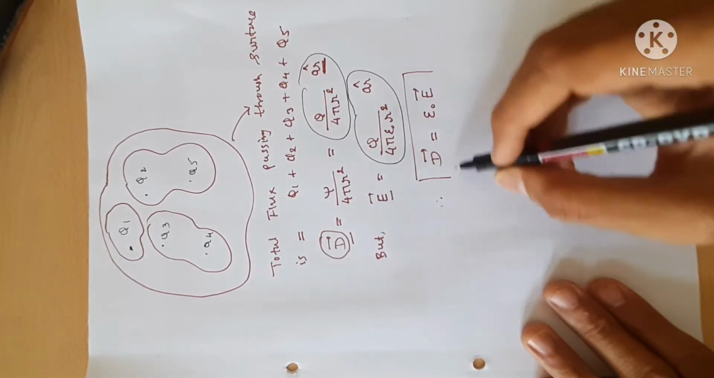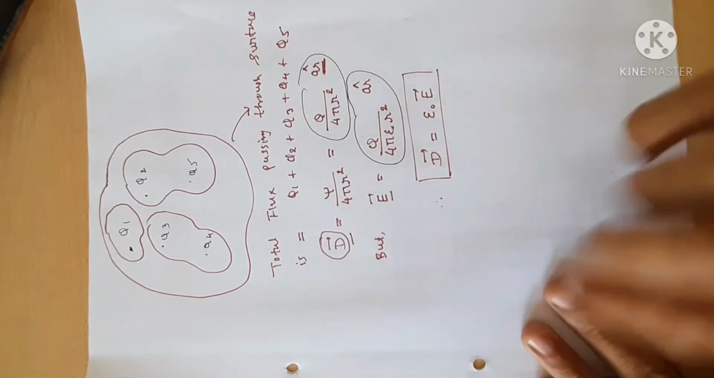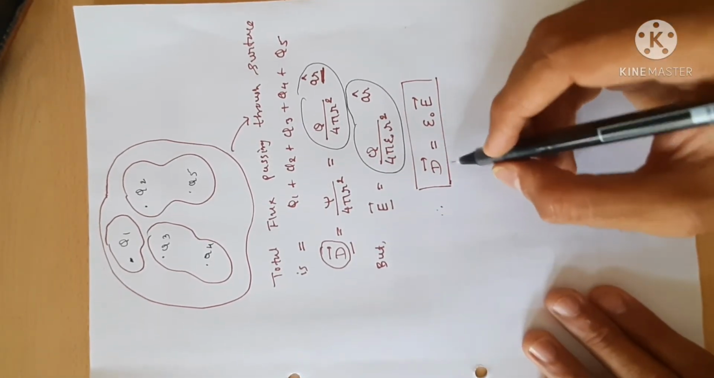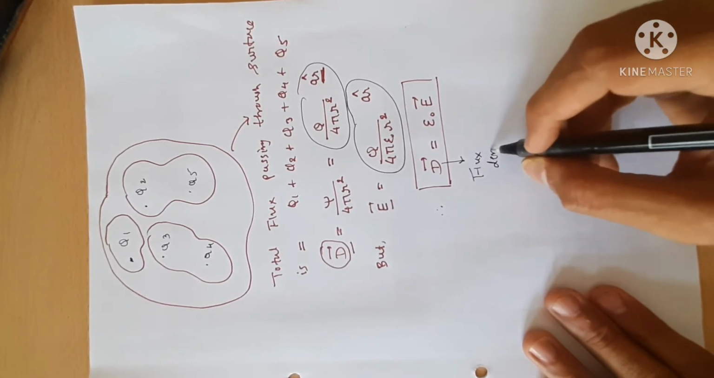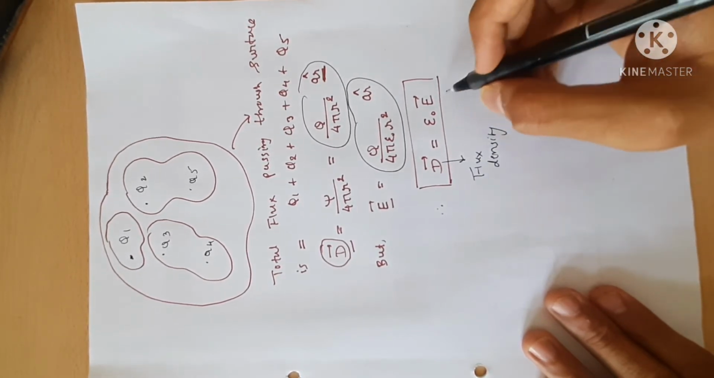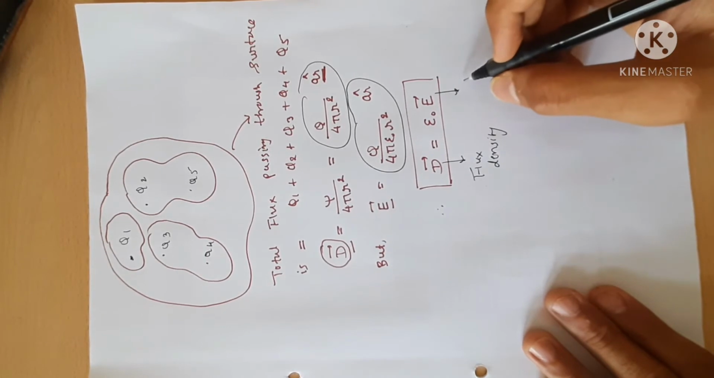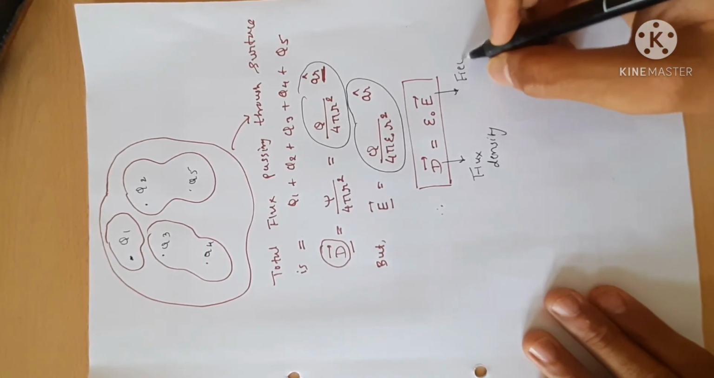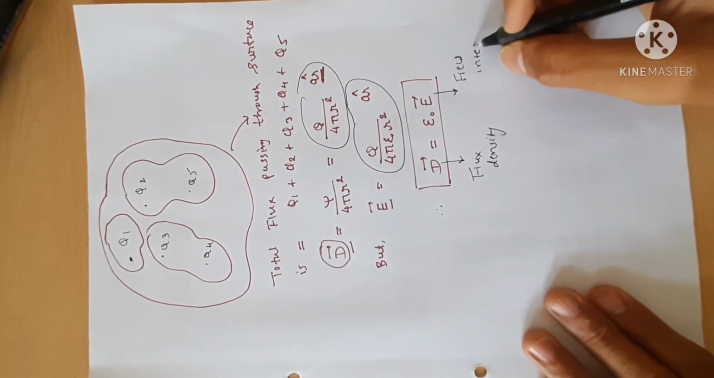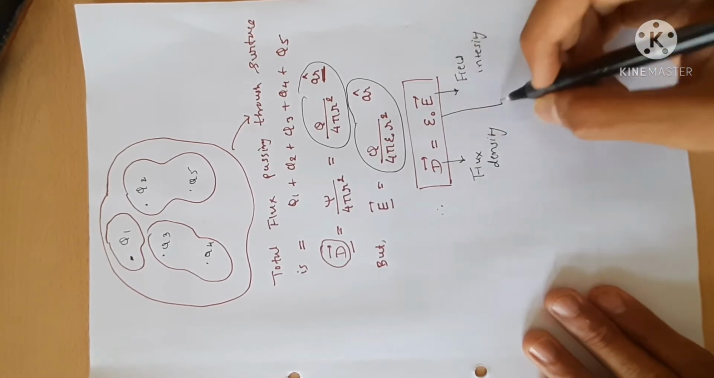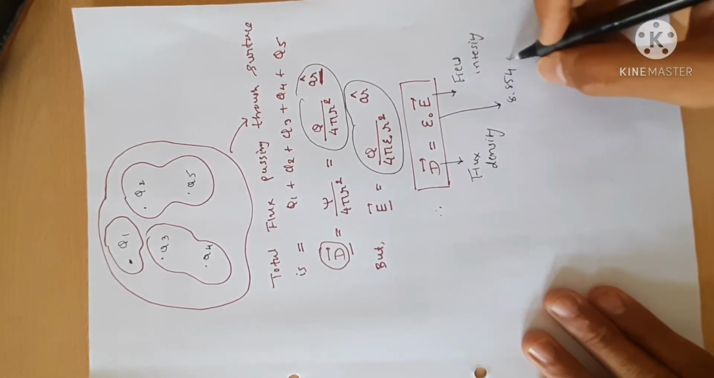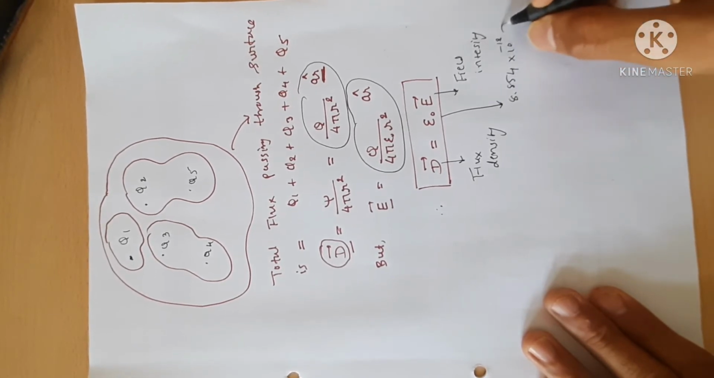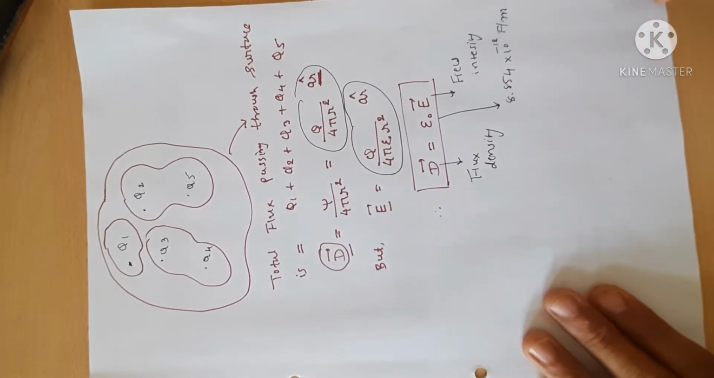So this is the relationship between electric flux density and field intensity. Here D is called the flux density and E is called the field intensity. Epsilon is the permittivity, and its value is 8.854 into 10 raised to minus 12 Farad per meter.